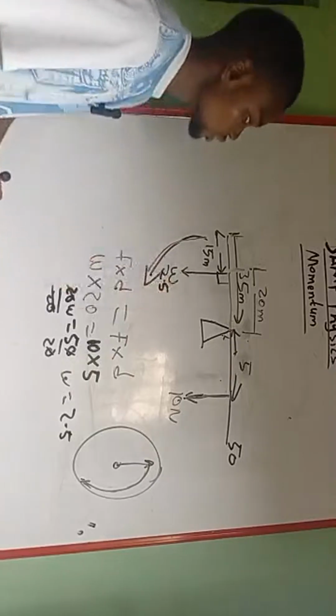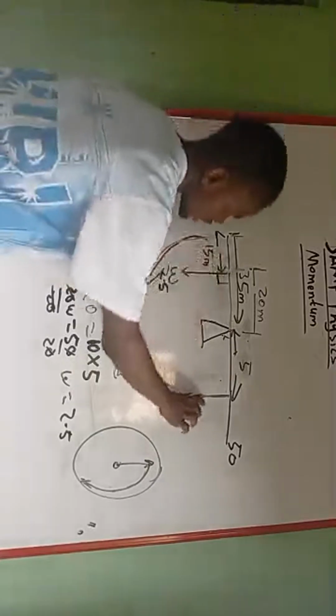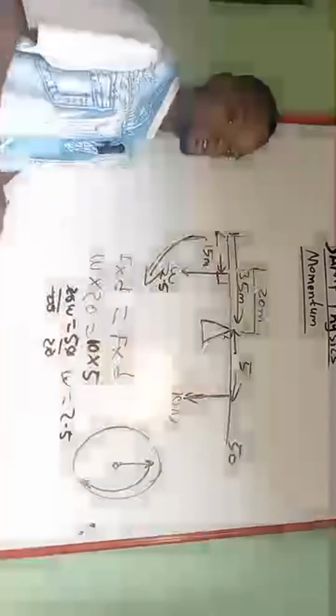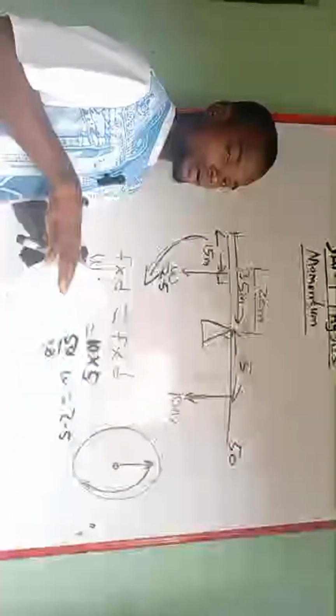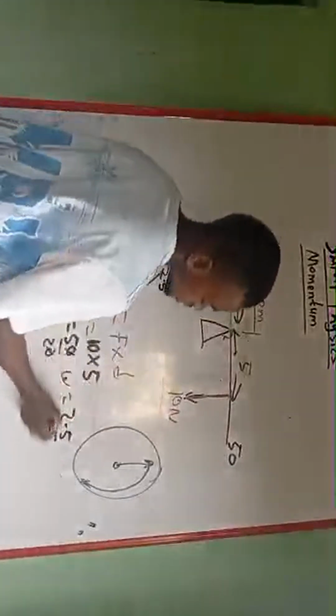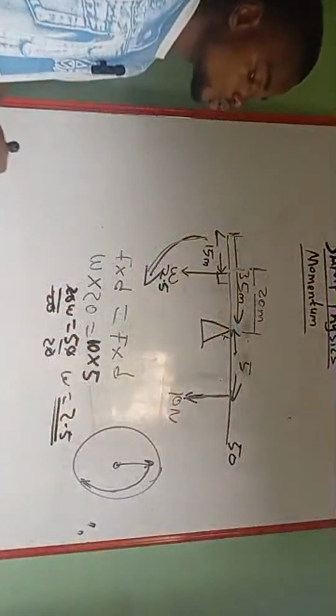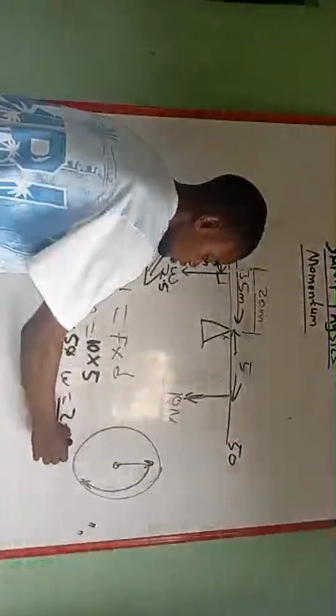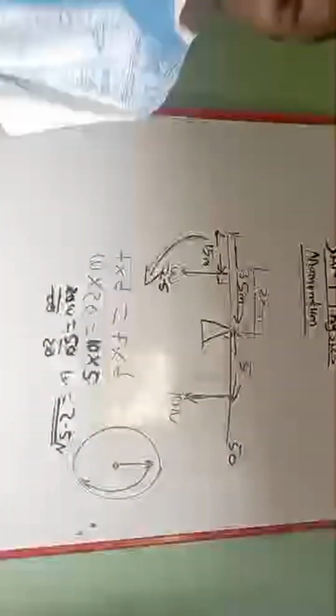2.5. Now, when you calculate the force here and the force here, they are going to result to the same thing. Hence, this makes it balance. So the force we are getting to be 2.5 Newton. All right.